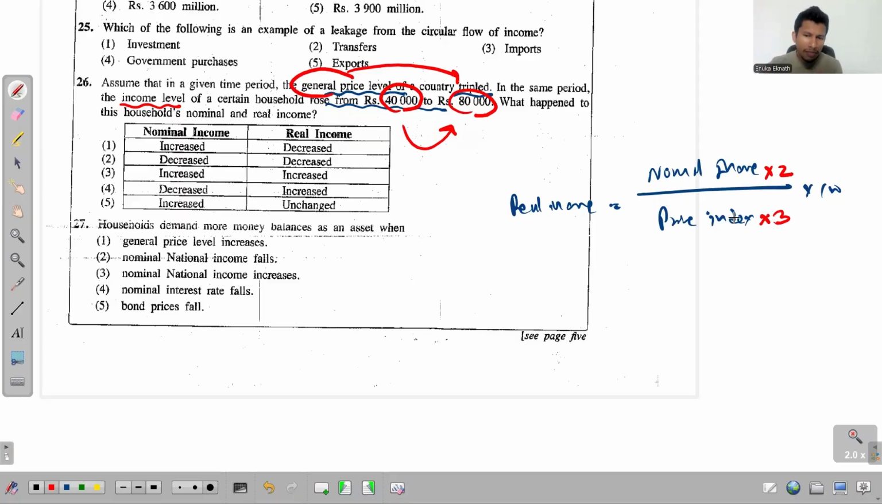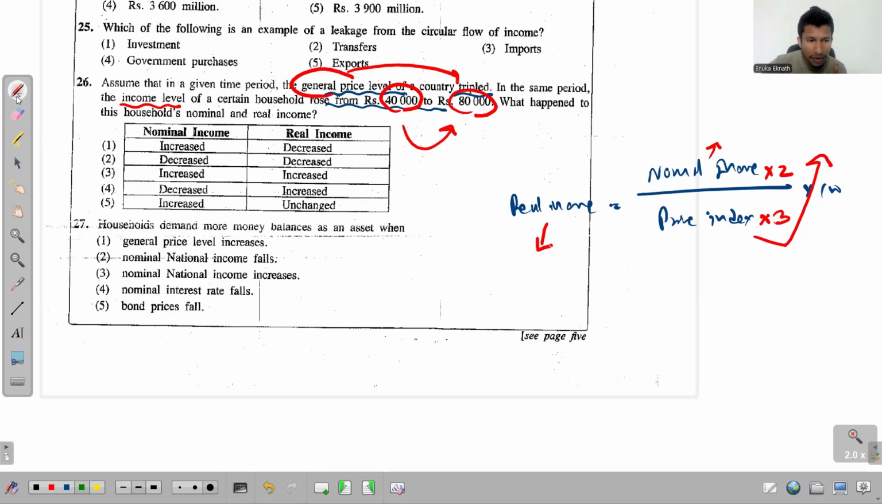Now, you just think about the values that we have in the numerator and in the denominator. The numerator's value gets doubled. The denominator's value gets tripled. So in this case, what has happened? The denominator's value has increased by a higher amount than the increase in the numerator's value. So what should happen to the real income? They should decrease. Mathematically, they should decrease. So this is the first approach that I mentioned earlier.